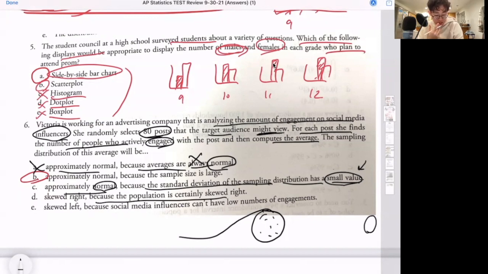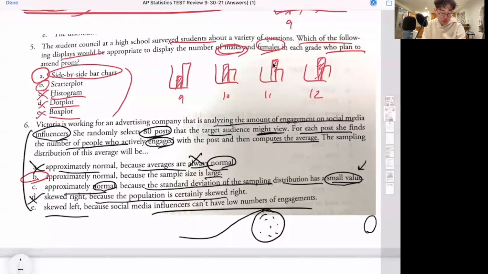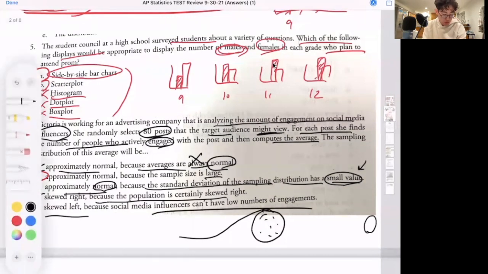Because the sample size is large. I might have to double check with you guys on this one, but I don't really understand why it's supposed to be B, because 80 is large, but it could be larger. Skewed to the right because the population is certainly skewed to the right. That doesn't sound as bad. That sounds worse than answer choice E. Actually, skewed to the left because social media influencers can't have low numbers of engagement. Well, actually, they're contradictory statements, so E is not going to be true.